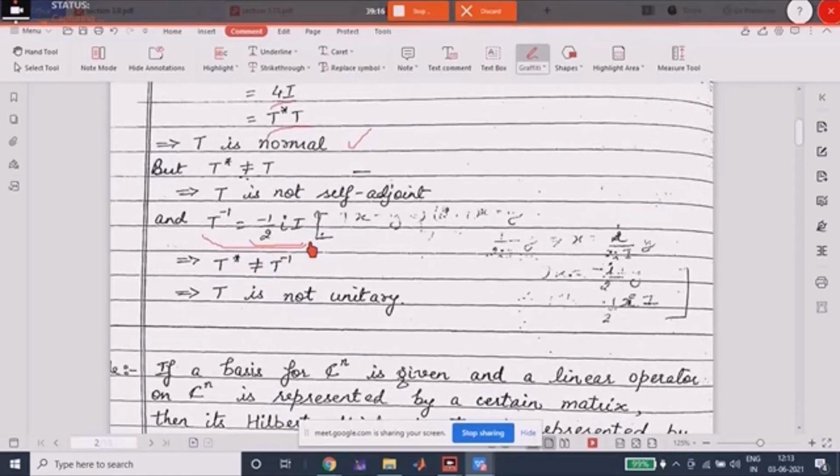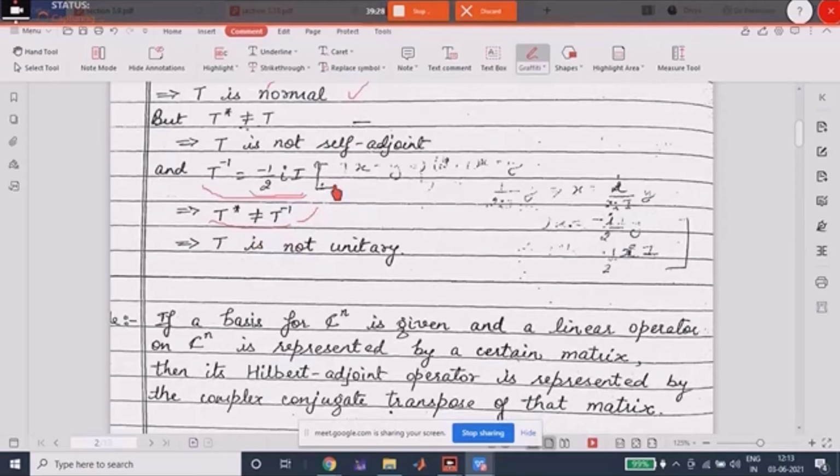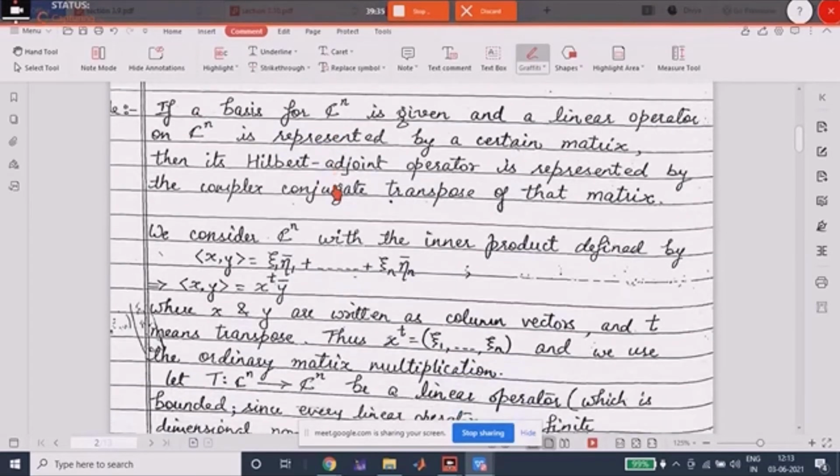Similarly, we can find T inverse, right? T inverse is equal to minus 1 by 2i, which is not equal to T star, and therefore T is not unitary, right? So we have the next note. Is this example clear? Right.